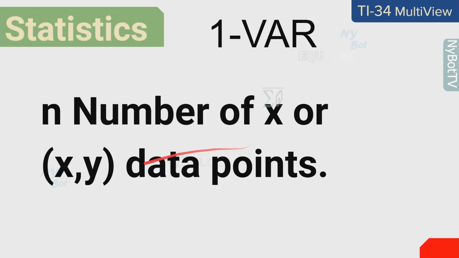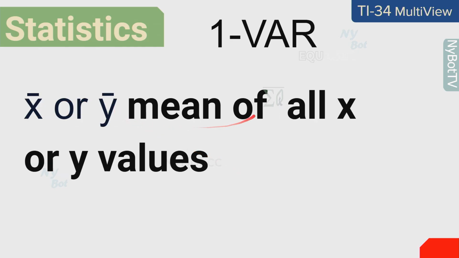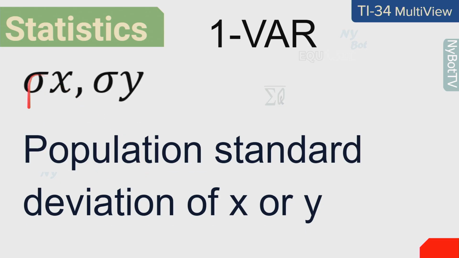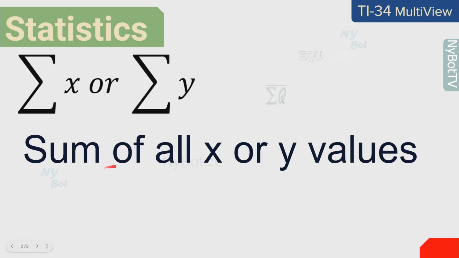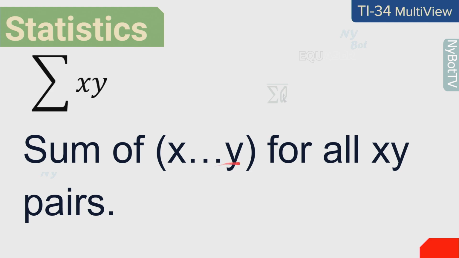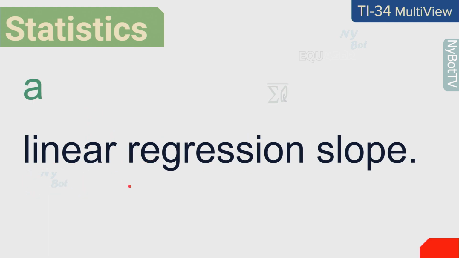So n is the number of x or xy pair data points. x bar, y bar is the mean of all x or y values. This is the sample standard deviation of x and y. And if you see this symbol, it is the population standard deviation of x or y. And these are the sum of all x or y values, the sum of all x squared or y squared values, the sum of x times y for all xy pairs.